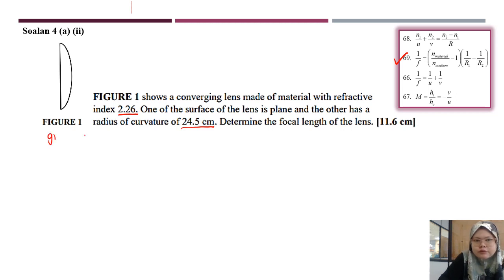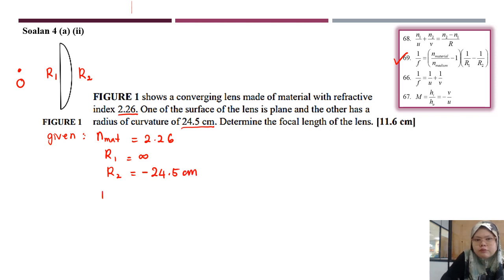So we take out all the information given here. 2.26 is N material, the index of refraction of the material. Let's say this one is the first surface and this one is the second surface, and the object is located facing the first surface. The surface the object faces, R1, is plane, so its radius is infinity. For R2, the object is facing a concave surface, so its radius of curvature will be negative 24.5 cm.